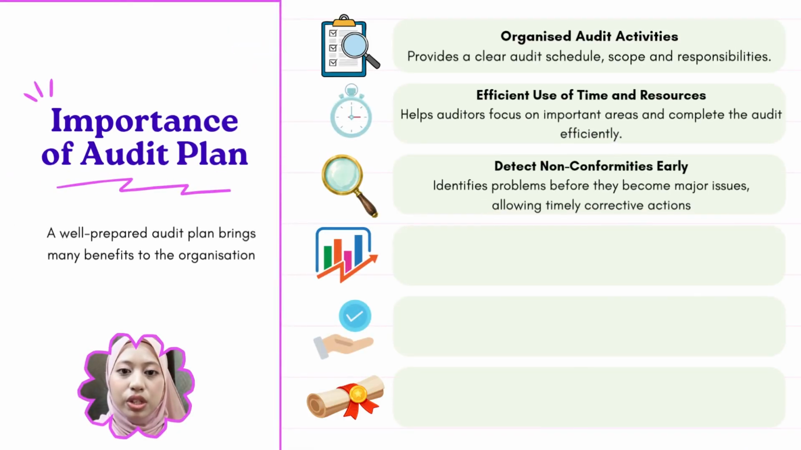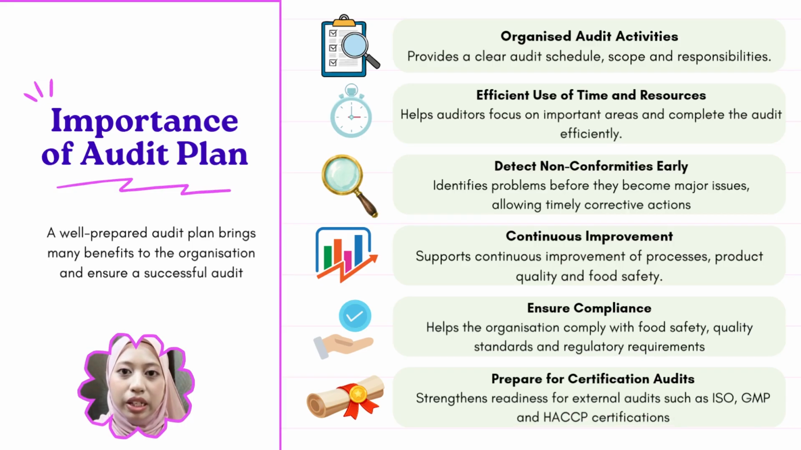So, after discussing the audit process and findings, I will conclude by explaining why an audit plan is important. A well-prepared audit plan helps ensure that the audit is conducted in an organized and systematic manner. It clearly defines the audit schedule, responsibilities, and scope, making the audit process more efficient. In addition, an audit plan helps identify non-conformities at an early stage, allowing corrective actions to be taken promptly. It also supports continuous improvement by enhancing product quality, strengthening food safety, and ensuring compliance with relevant standards. And lastly, a good audit plan prepares the organization for certification audits such as GMP, HACCP, and ISO.